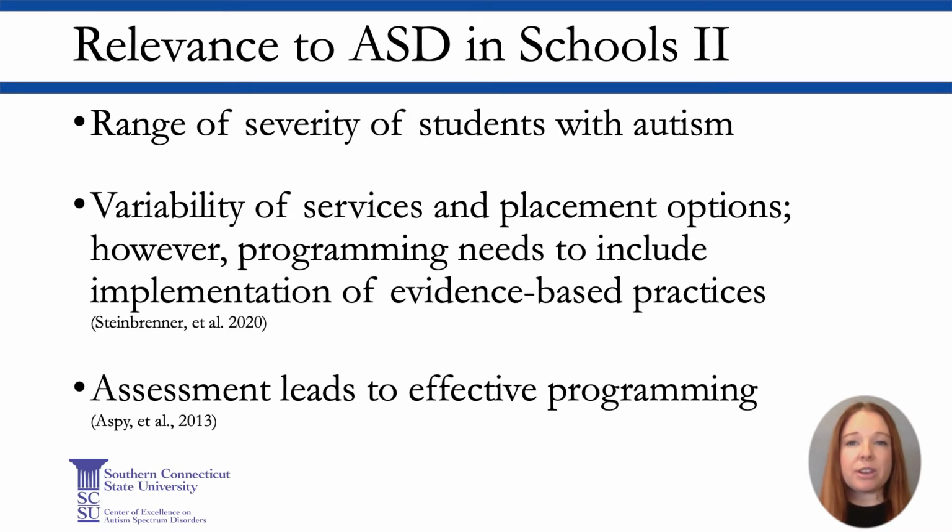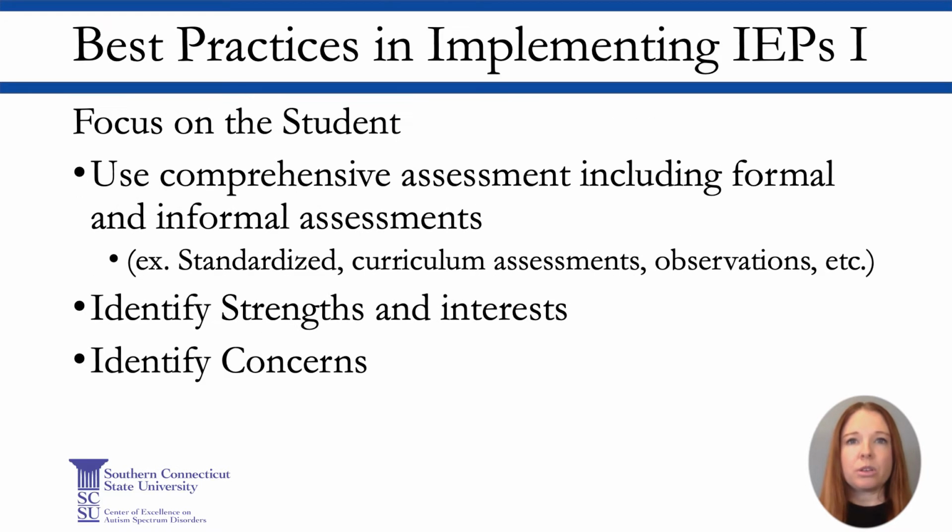So how do we move from paper to implementation? In order to create an effective program for any student, and particularly a student with autism, we must begin with assessment. When creating an educational plan for a student with a disability, you really need to first focus on the student, and we do that through assessment. We need the data. We use a variety of data across disciplines. We don't just look at academics and behavior.